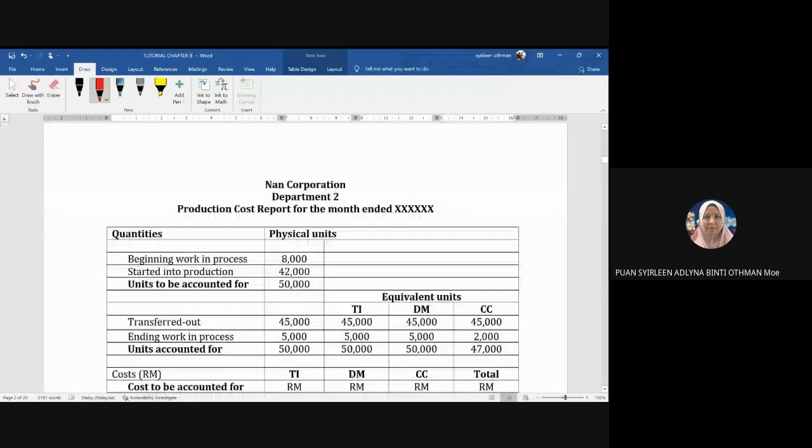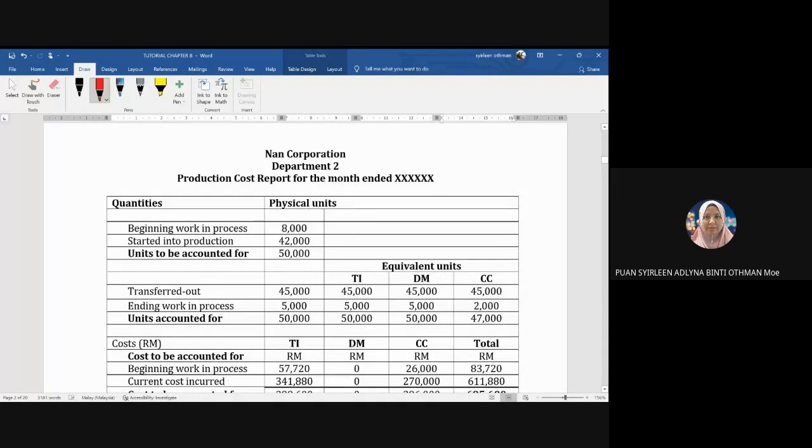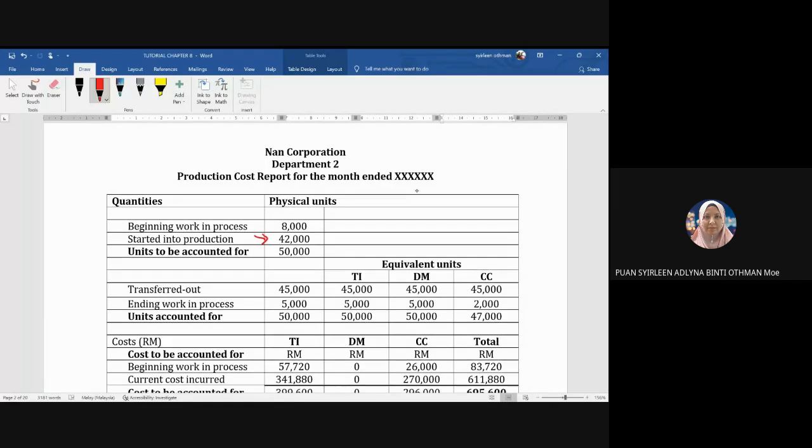Okay, and this is for department 2. Unit started ni is unit completed di department 1. Transferred out from department 1, bawa ke department 2, dia akan jadi unit started here. So yang ini ambil dari table, beginning WIP. So your units to be accounted for is 50. So dua ni mesti sama, 50,000.